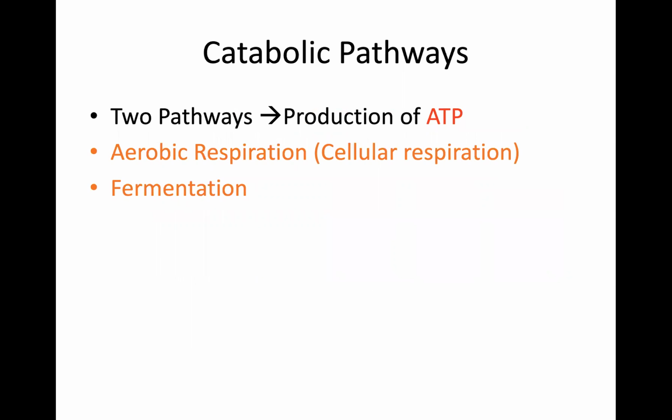So there are two catabolic pathways that we want to take a look at today. There are two pathways by which ATP can be generated from the foods that we eat. One, as I said before, is cellular respiration. This is also referred to as aerobic respiration, depending on whatever source that you're using. So go ahead and make a note that if you see these two terms, they can be used interchangeably. Aerobic respiration and cellular respiration are the same process.